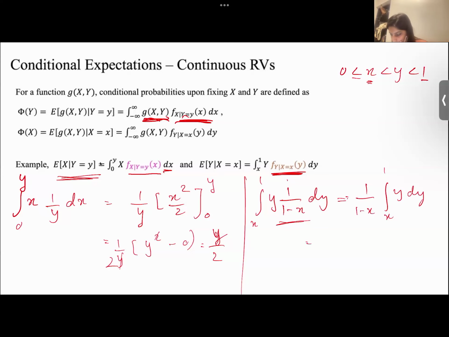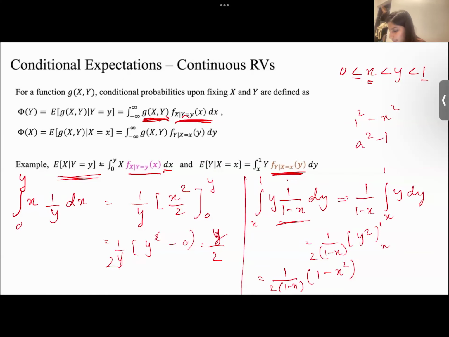So you will have 1 by 1 minus x. The integral of y is y square by 2. The 2 is a constant, we keep it outside. And limits are x to 1. Now we substitute these: 1 by 2 into 1 minus x, into 1 minus the lower limit x square. So this 1 minus x square is basically in the format like 1 square minus x square.